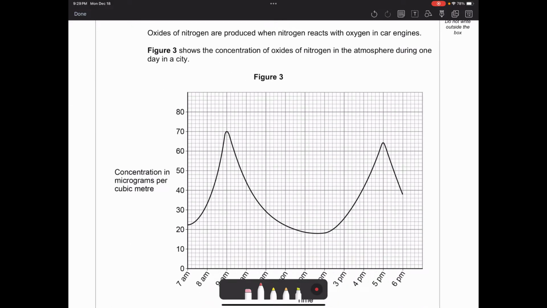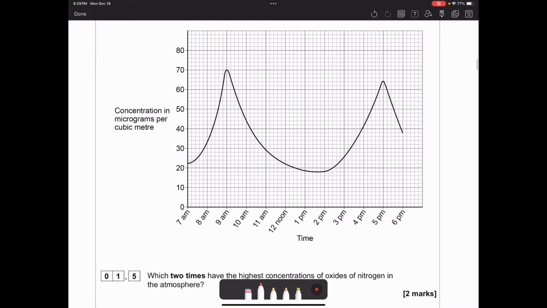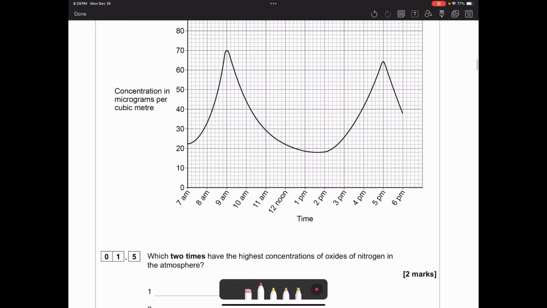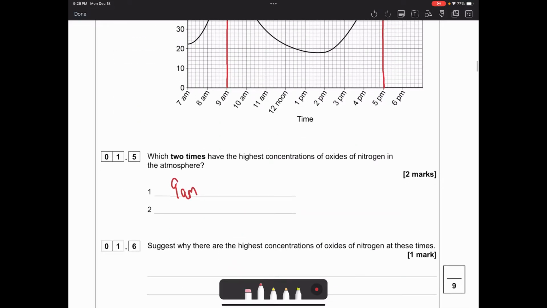Oxides of nitrogen are produced when nitrogen reacts with oxygen in car engines. Figure 3 shows the concentration of oxides of nitrogen in the atmosphere during 1 day in a city. Okay, which 2 times have the highest concentration of oxides of nitrogen in the atmosphere? So you're just looking at what 2 times are the 2 peaks. Looking carefully, you've got 9 AM, and then the next time would be 5 PM.